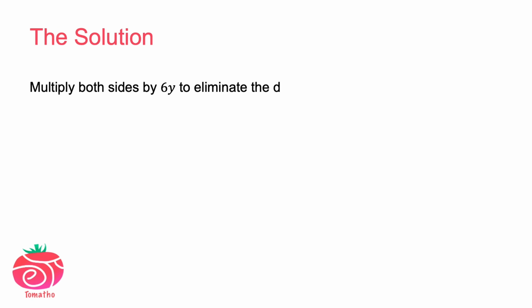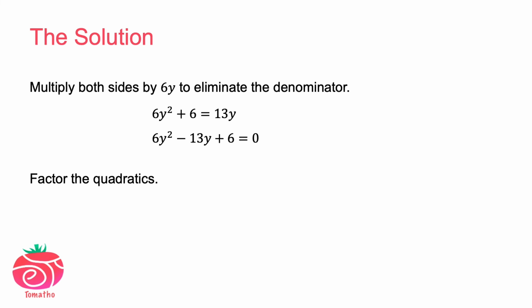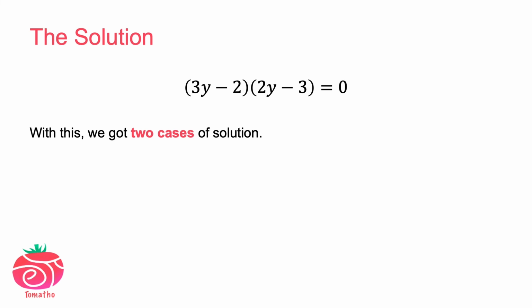Next, multiplying both sides by 6y to eliminate the denominator, we get 6y squared plus 6 equals 13y. And then simplifying it further, it becomes 6y squared minus 13y plus 6 equals 0. Aha! Now it is a familiar quadratic equation. So factoring the quadratic gives (3y minus 2) times (2y minus 3) equals 0. From here, we have two cases.